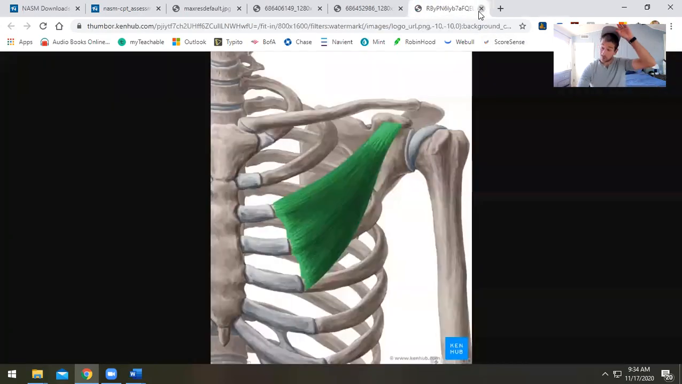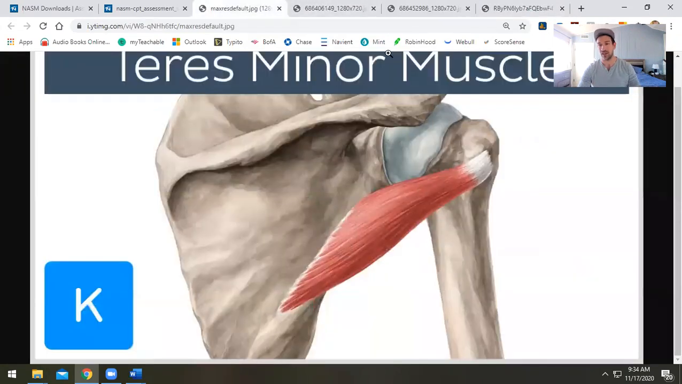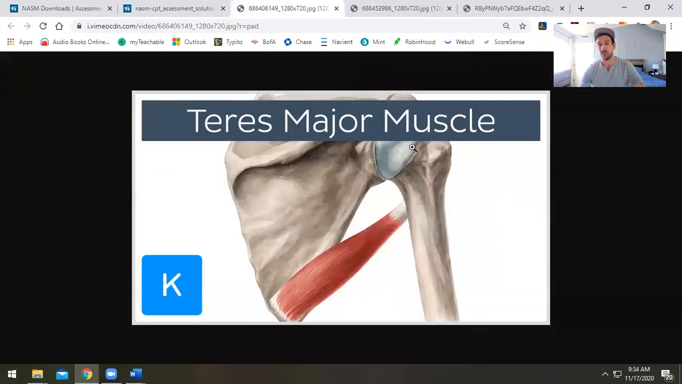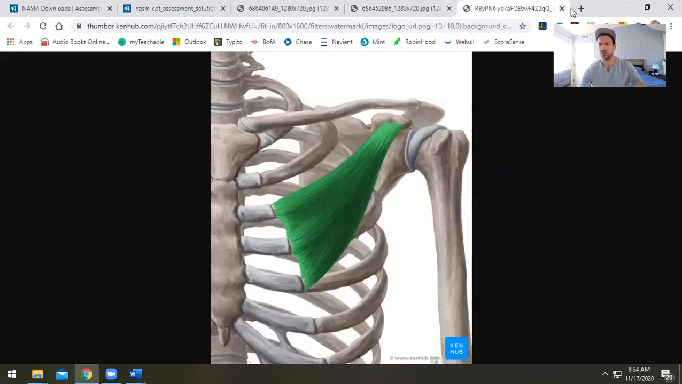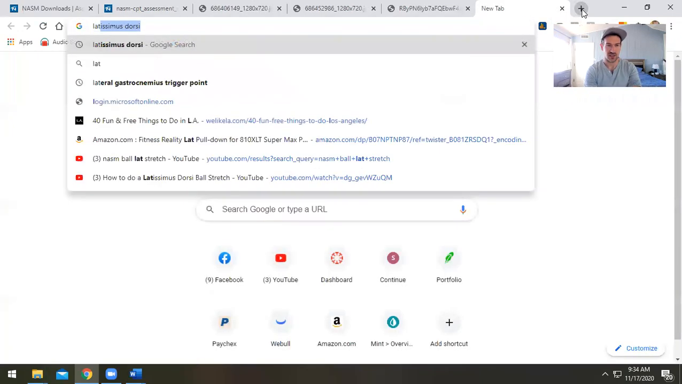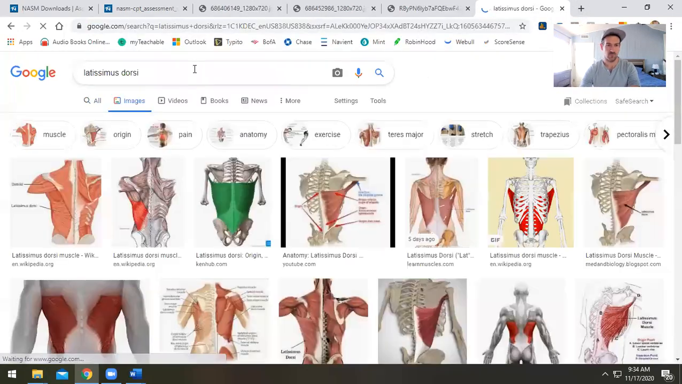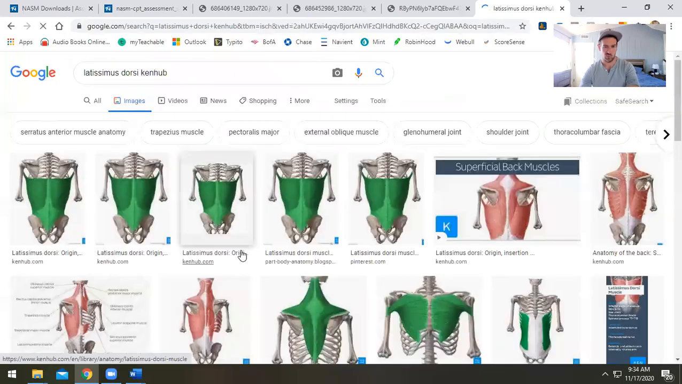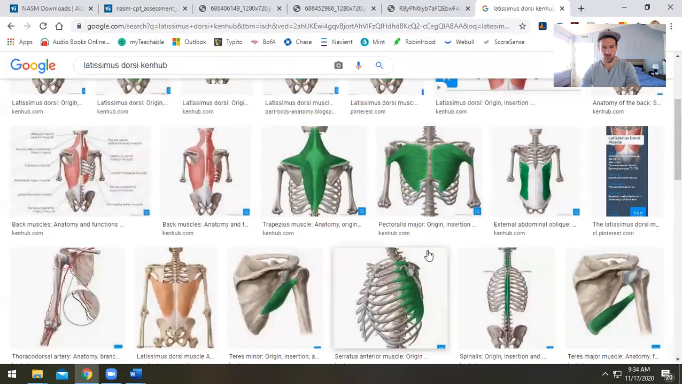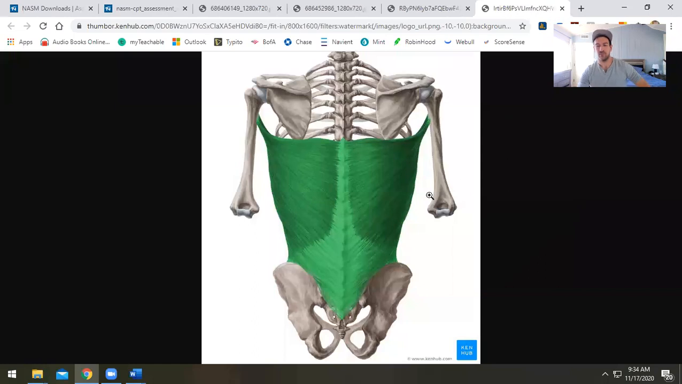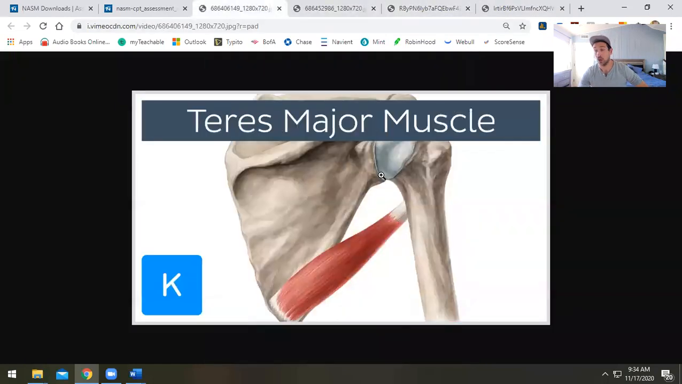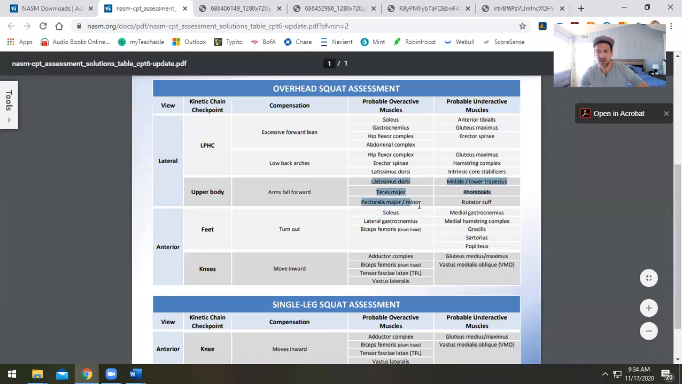So these are the 4 muscles that are really contributing to that arms falling forward situation, in somebody who's having a hard time keeping it up. It's going to be your teres major, your pectoralis major, your pectoralis minor, and the latissimus dorsi. Those are your 4 main overactive muscles on this list.